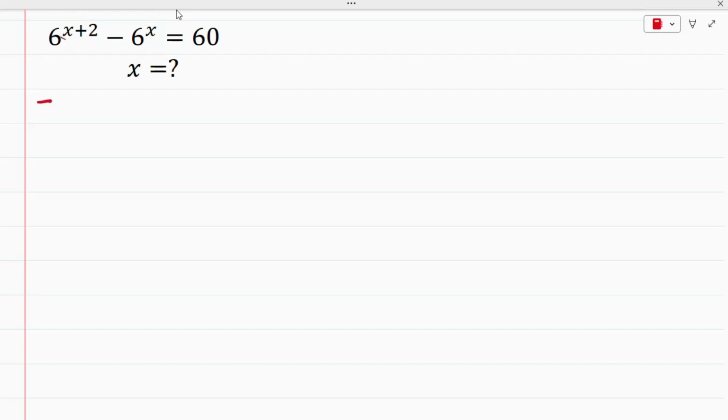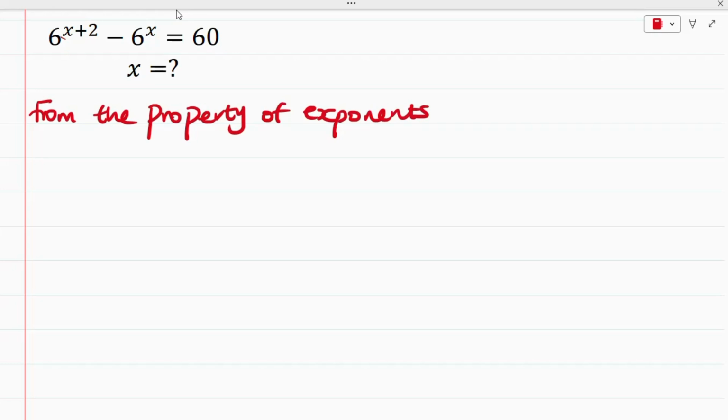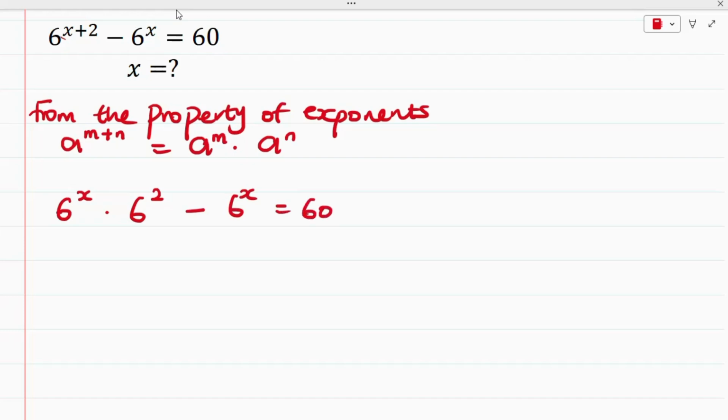So guys, the first thing you want to do, you want to recall that from the property of exponents, we have this property right here that says a raised to the power of m plus n is equal to a raised to the power of m multiply a raised to the power of n. So applying this property to the first side of the equation, we have this to be 6 raised to the power of x multiply 6 raised to the power of 2 minus 6 raised to the power of x is equal to 60.